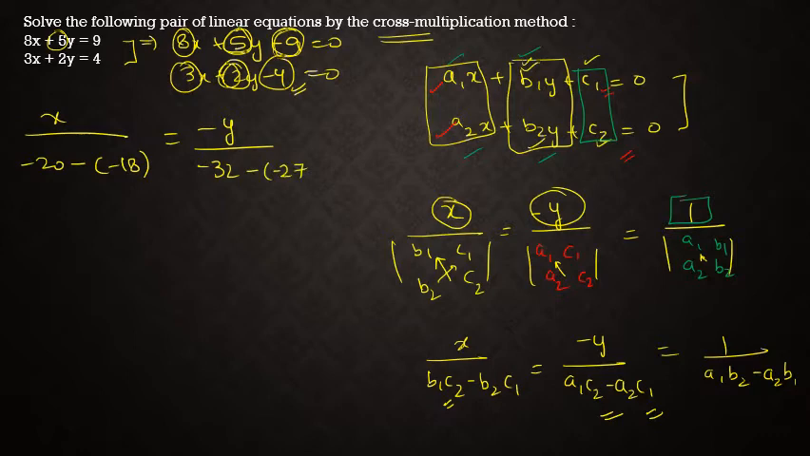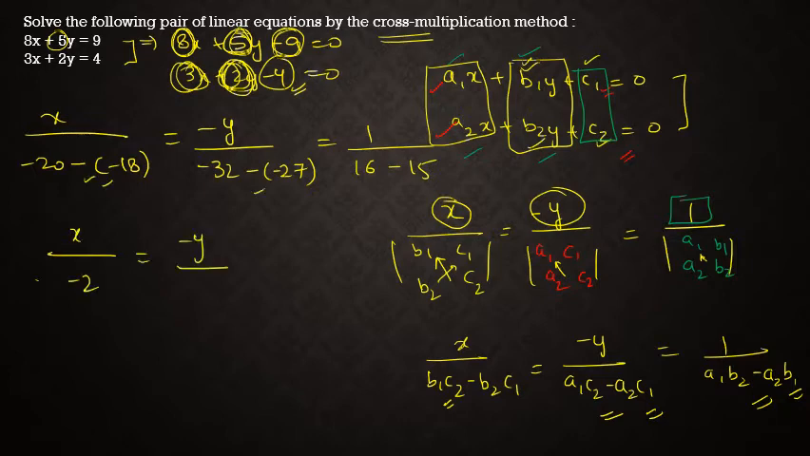So minus 27, equal to 1 upon a1b2. a1 is 8, b2 is 2. So 8 twos are 16, minus a2b1. a2 is 3 and b1 is 5. 5 threes are 15. So x upon minus 20 minus minus, plus 18, so minus 2. Minus y upon, minus minus plus, 32 minus 27 is 5, and 1 upon 1.